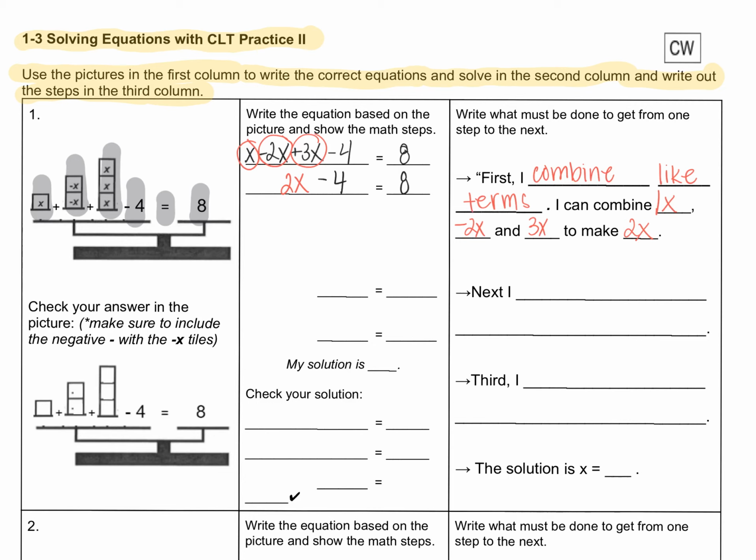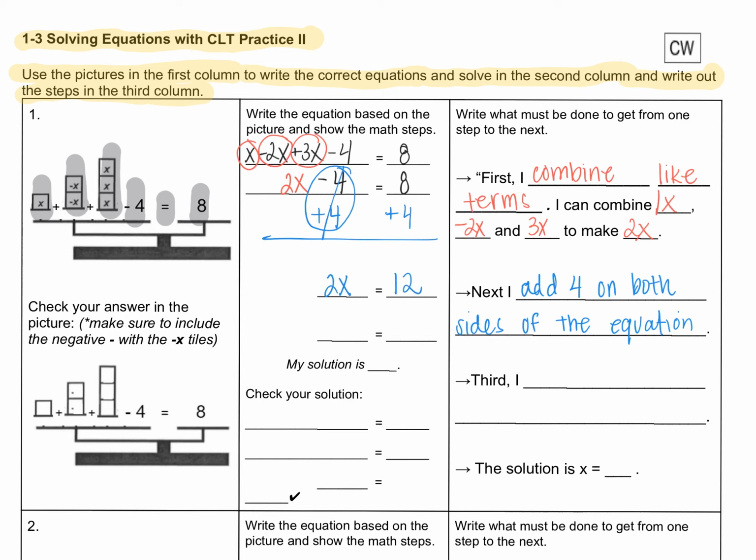I see here x is multiplied by 2 and subtracted by 4. So next, I add 4 on both sides of the equation. I add 4 on the left side and I add 4 on the right side. Negative 4 and positive 4 turn into 0, and I have 2x equals 12.